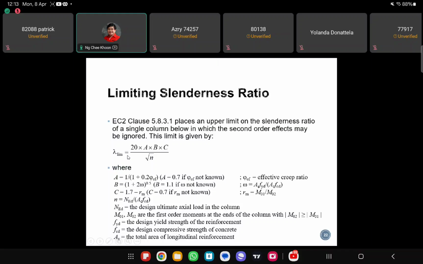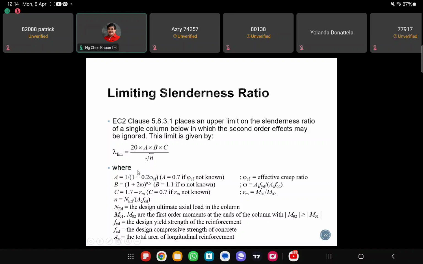So lambda limit is given as 20 times factor A times factor B times factor C over the square root of factor N, right? So let's look at them one by one. What is factor A? A is related to the effective creep ratio, given by this expression here. Okay. So if you don't know what the effective creep ratio is, then you can leave A as 0.7, right?